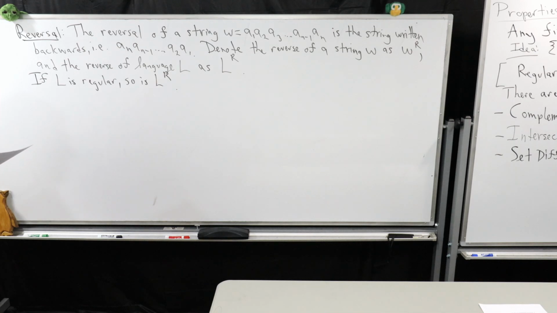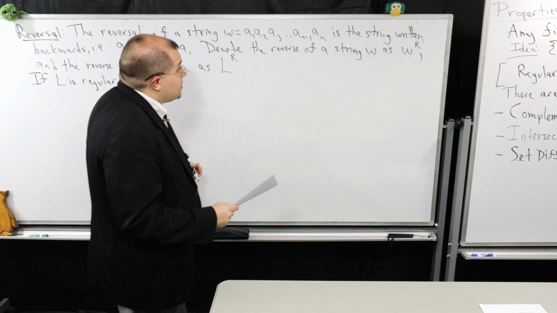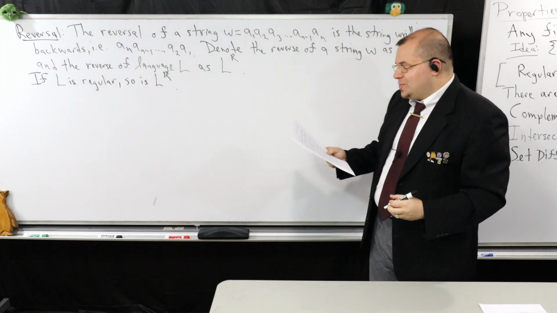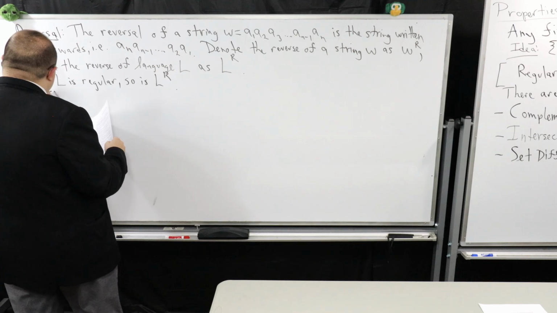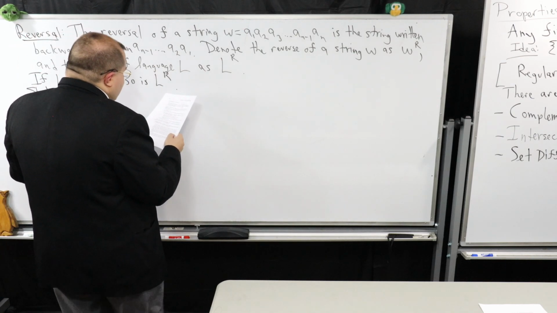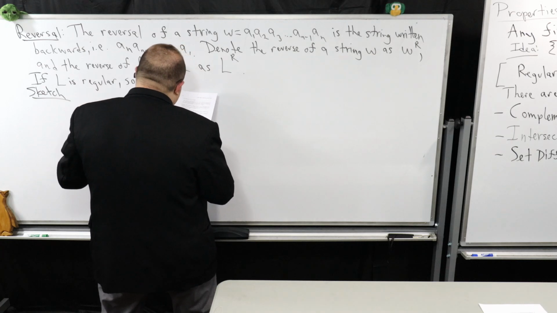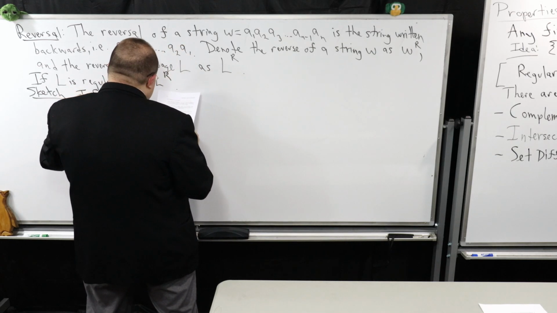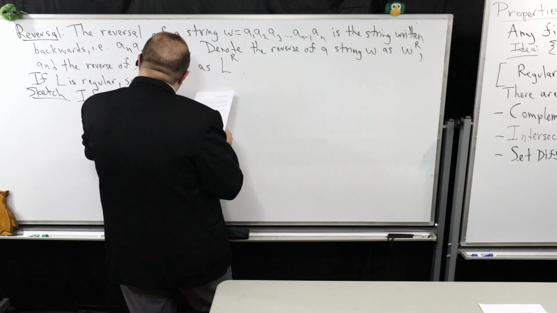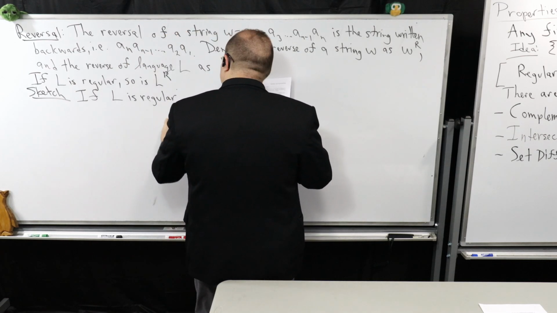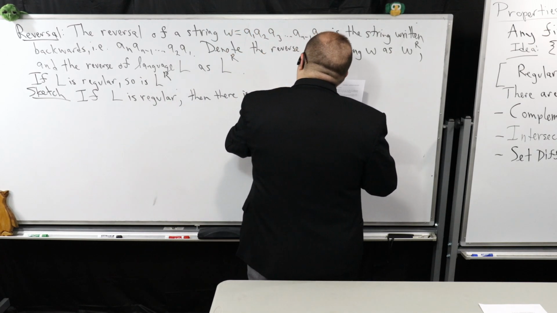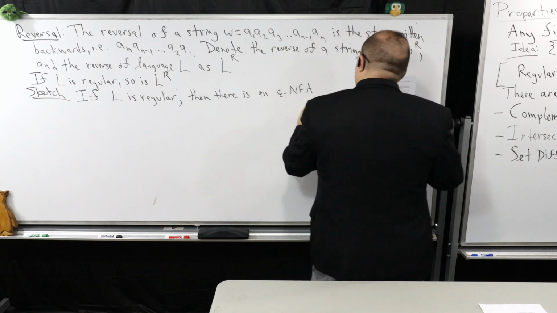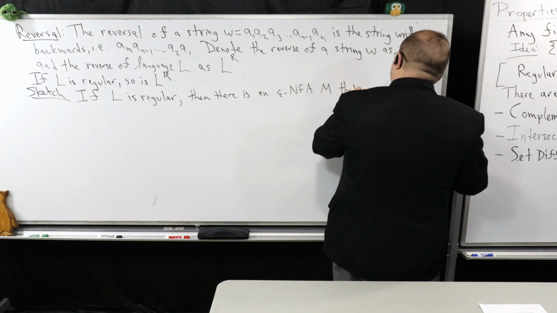Now there's a couple different ways you can prove this one. I'm going to give you what I consider the coolest way of doing this, and it really is intuitive with the concept of reversal. I'm going to give you a sketch. So watch this. If L is regular, then there is an epsilon NFA M that recognizes L.